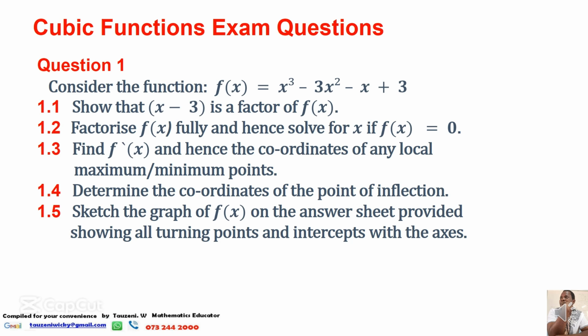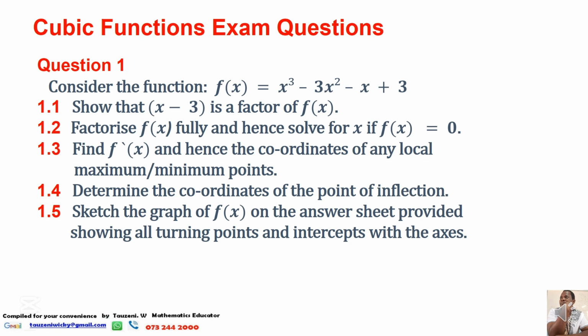Grade 12 cubic functions. Examination questions. Here is an example of an exam question on cubic functions. Studying is necessary in maths because the moment you look at a question, you need to know immediately what to do. Let's look at this question.